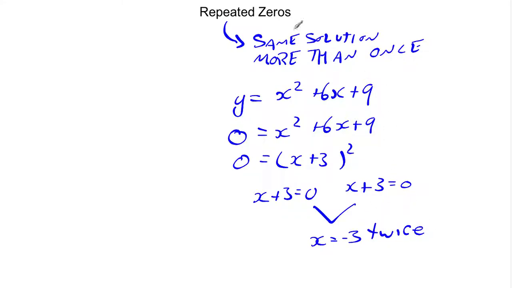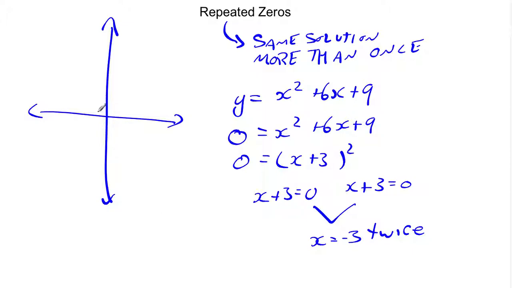This means that when we have this repeated 0, this point is going to be a turning point, meaning the graph is going to hit it and then turn back around. So if I have this graph, x is equal to -3, so this is an x-intercept, so I know it crosses the x-axis at this point. It's a positive, so it means it's going to go up. So my parabola will look like this.